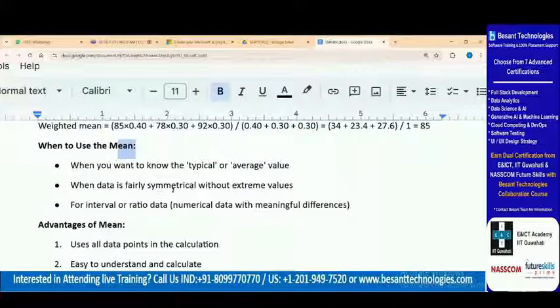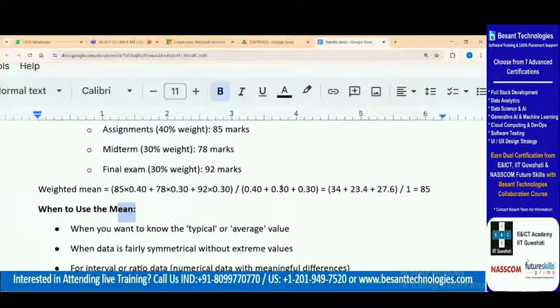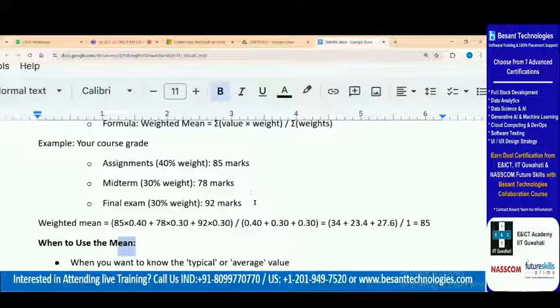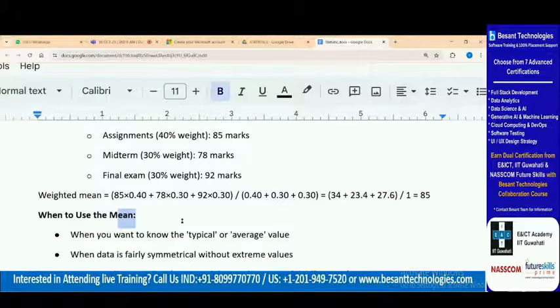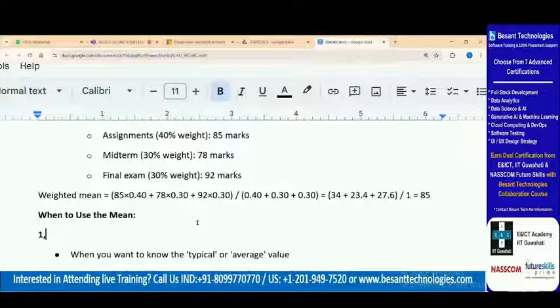And the data should be symmetrical without extreme values. For example, consider we have values as 85, 78, 92. Now consider you have a value like 30. At that time, we cannot consider the average value. There should not be any outlier in your values. For example, take 1, 2, 3, 4, where the difference is 1 each time. Now consider I take 60. So there is an outlier, no? This data set is not symmetrical, so at that time you cannot use this mean.